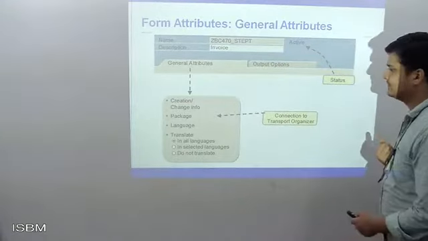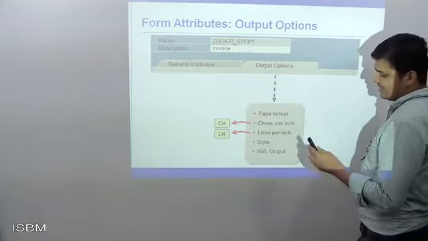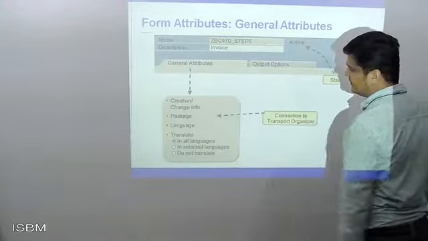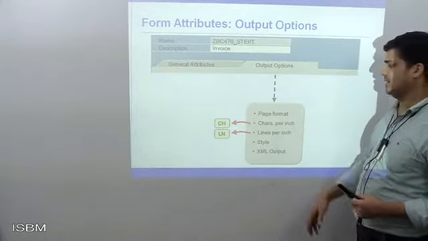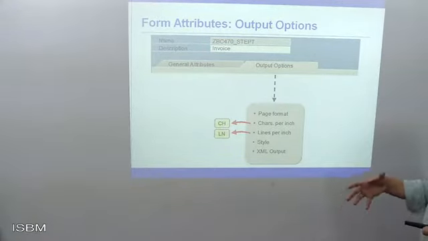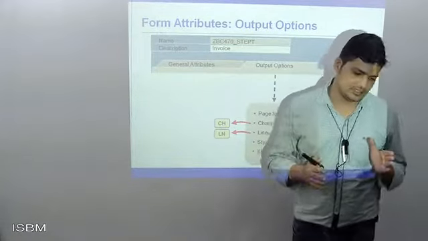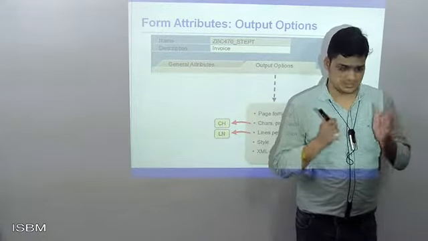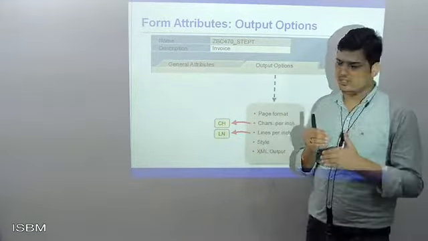Next. In the output options, we have seen the general attributes over here. Then we have the output options. In the output options, you can see that we have a page format. Whatever page format you want, you can set according to that. My mentor says, if you are writing, start with left alignment or middle alignment or right alignment. So you can write according to that.